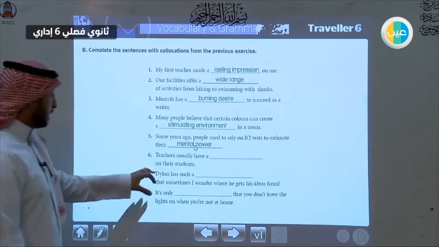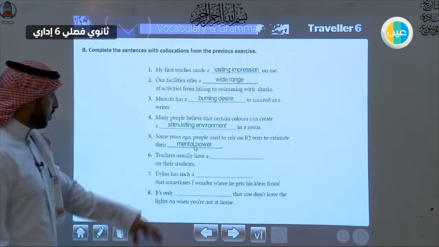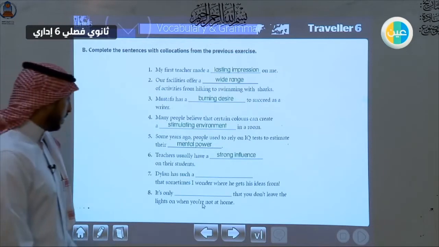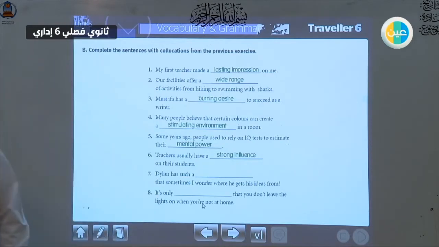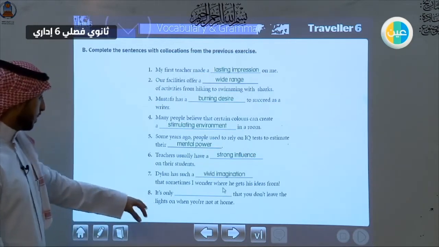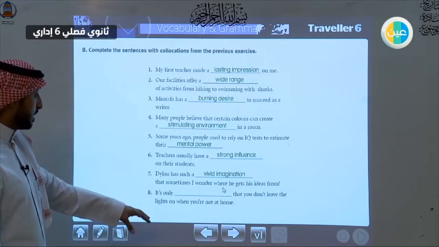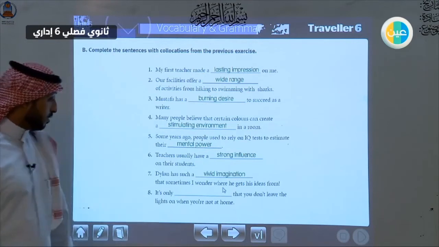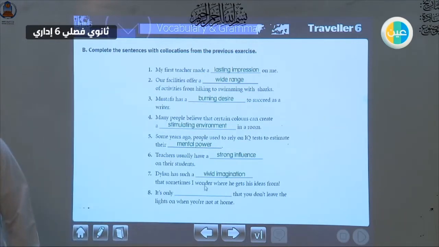Number 6, teachers usually have a strong influence on their students. So here, strong influence. Number 7, Dylan has such a vivid imagination that sometimes I wonder where he gets his ideas. So here it means vivid imagination, خيال واسع. Number 8, it's only common sense that you don't leave the light on when you're not at home. So here it means common sense.